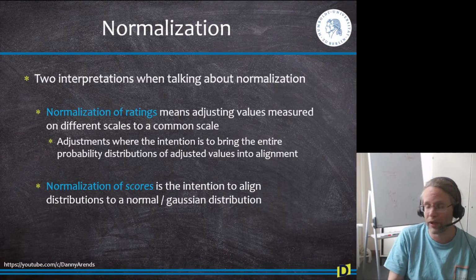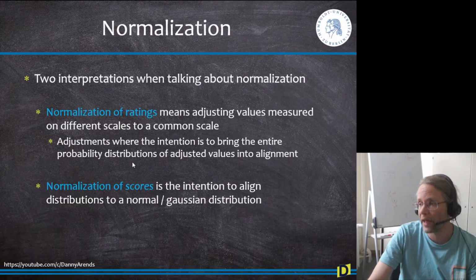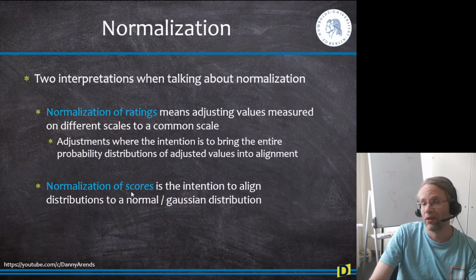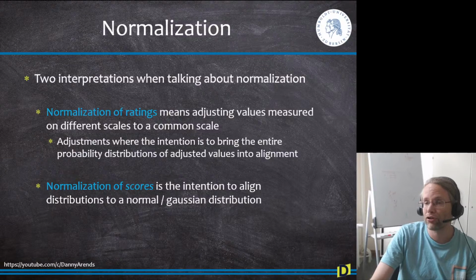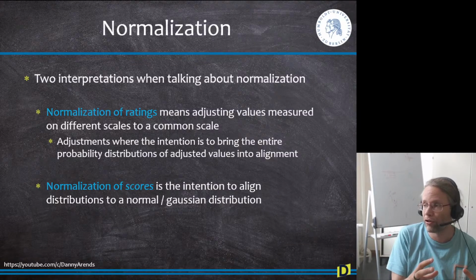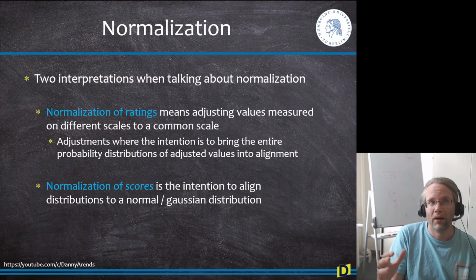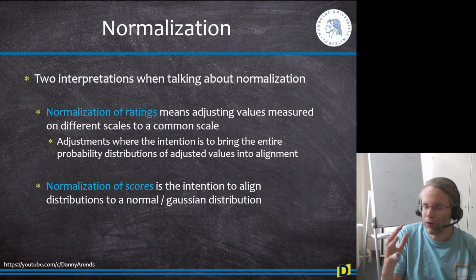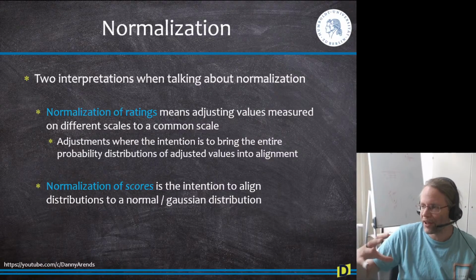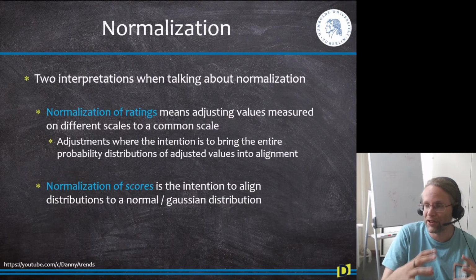So there's a difference between normalization of ratings and normalization of scores, and they have different effects on your data. Normalization of scores is relatively dangerous because you're taking a distribution which might not be normal and squeezing it into a normal distribution. If you imagine a histogram of a uniform distribution and you normalize that by scores, you're squeezing a uniform distribution into a Gaussian distribution, which means that you're modifying your data in such a way that you might not be able to get your original data back.